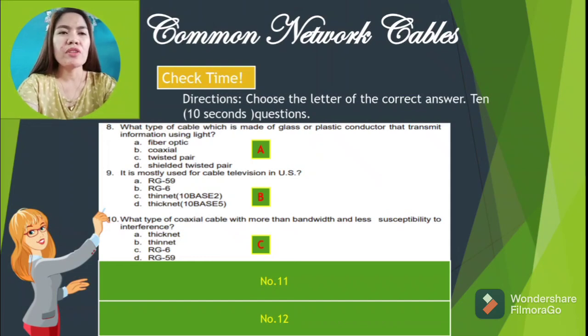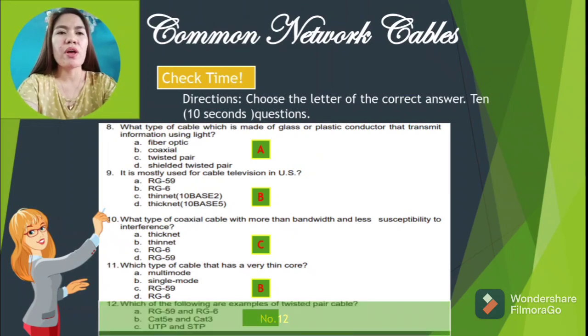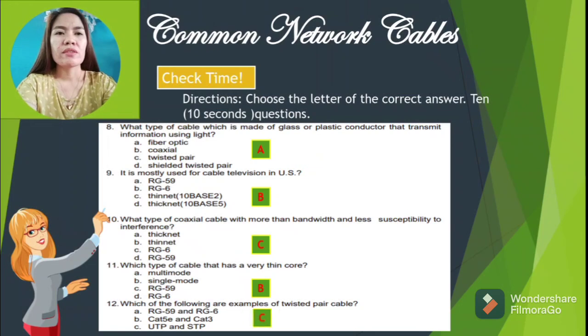Okay, how about number 11? Which type of cable has a very thin core? What is the answer? Okay, the answer is letter B, single mode. Next, number 12. Which of the following are examples of twisted pair cable? Okay, so what is the answer? Okay, it's letter C, UTP and the STP.